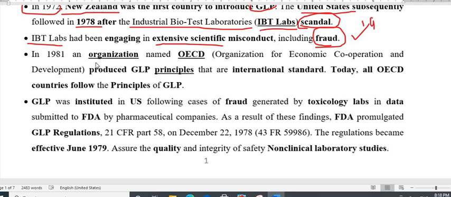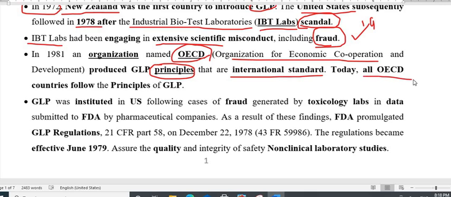As per the organization OECD, the Organization for Economic Cooperation and Development, it gave the concept or principle of GLP, and that is obeyed as an international standard. Those countries that come under the OECD all obey the principle of GLP.